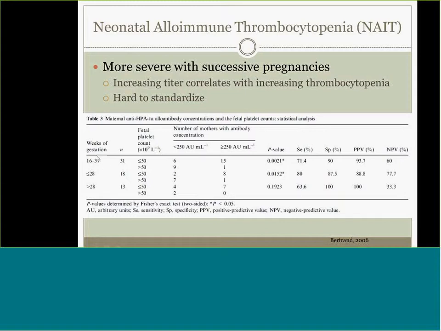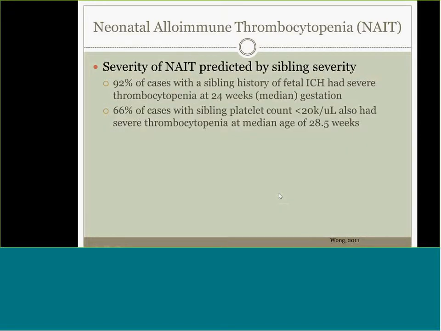And you can see that at all weeks of gestation, if fetal platelet count was less than 50, you were much more likely to have a high titer arbitrary unit, versus if your fetal platelet count was greater than 50, the lower arbitrary unit. And you can see it's got pretty good sensitivity and fairly good specificity. It is more apparent in those fetuses that had thrombocytopenia early in gestation, but remains true later in gestation as well.